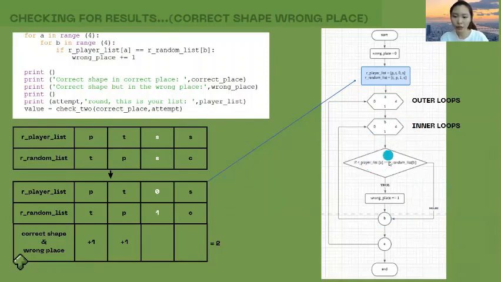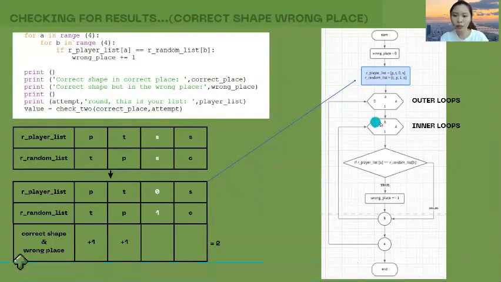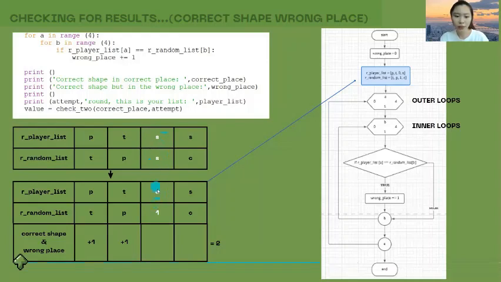Player list A still remains 0, and random list is 1. Is P and P exactly the same? Yes, it's exactly the same, so wrong place will increase by 1. So it continues looping until it meets the requirement, and then we come out to the outer loop. For the outer loop, A increases by 1, and B begins at 0 again. So you can see P and P increase by 1, T and T increase by 1. Also you can see when T is correct shape, incorrect place, you replace it with 0 and 1.